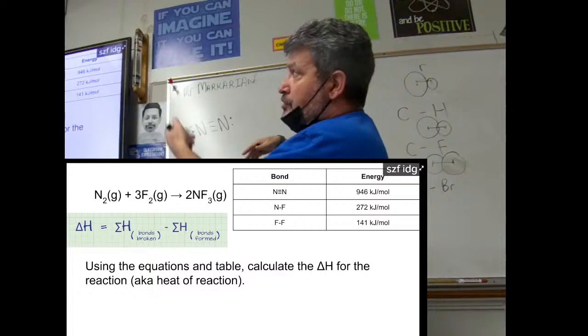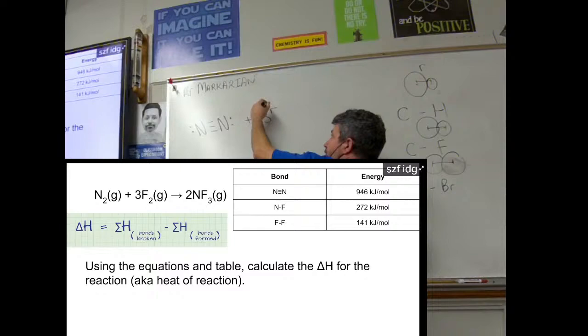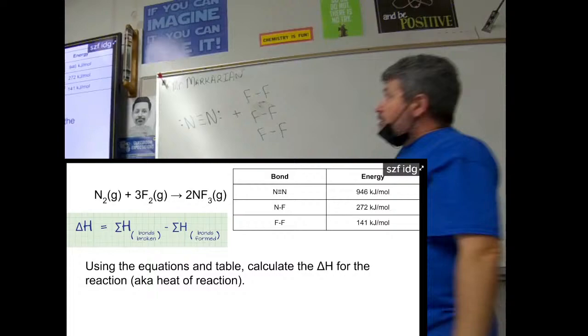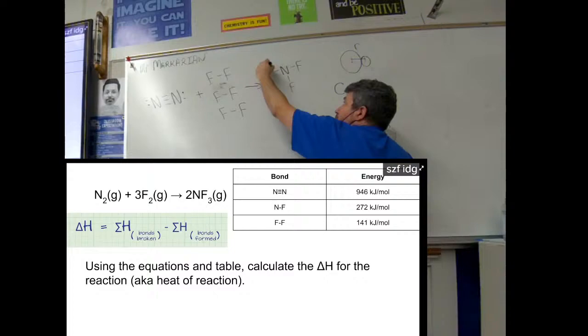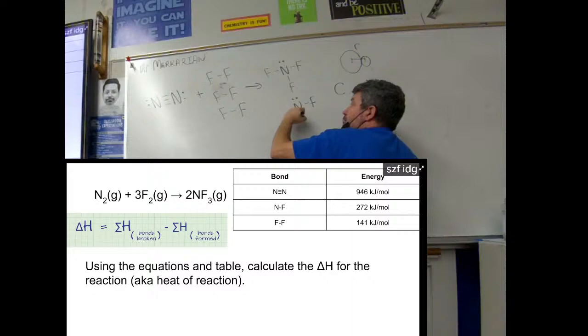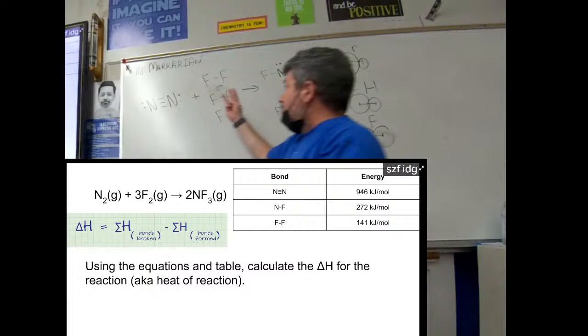Then we've got three F2s, which, I'm not going to draw the lone pairs just for time here, but they would have all their lone pairs around them. So those guys are single bound, okay? And then that's going to make NF3, which will look like this. It does have the lone pair there. And there's two of those guys. So we've got one N2, three F2s, two NF3s.